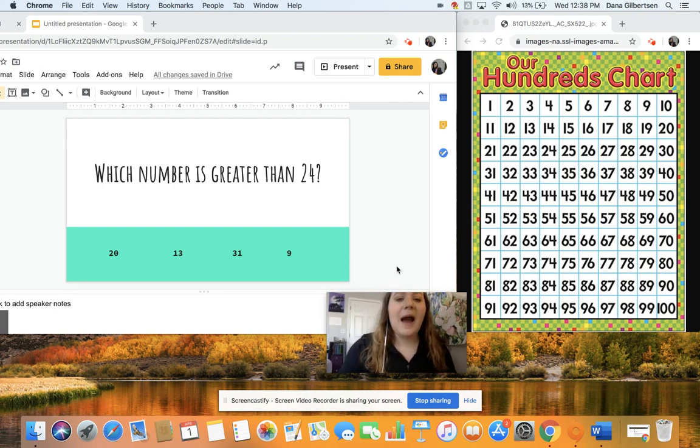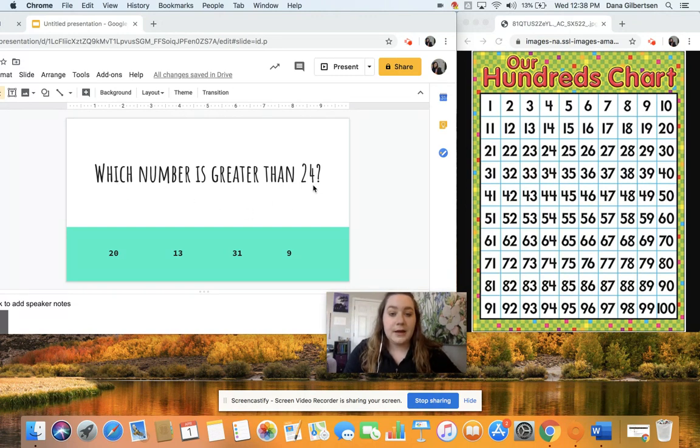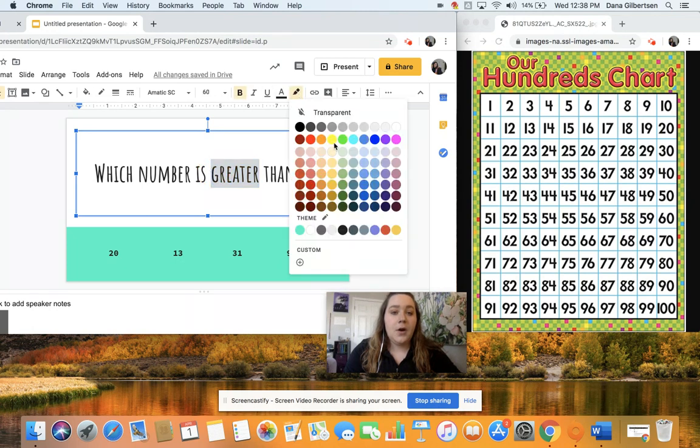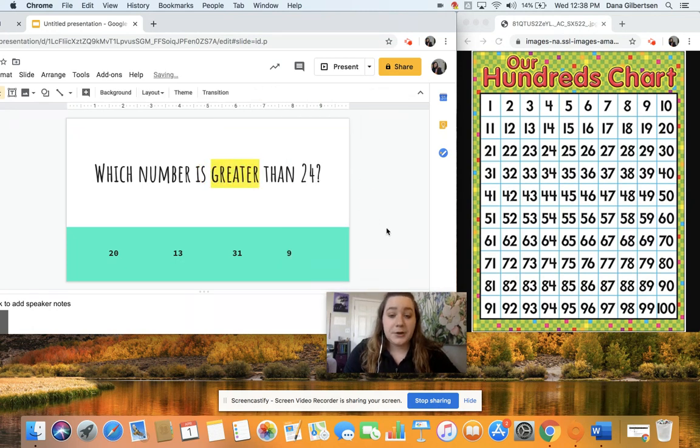So if I look here, I'm going to go first. My question says, which number is greater than 24? First things first, I know I'm looking for numbers that are greater than 24. We know that greater means bigger. So I'm going to come over to my hundreds chart and find the number 24. Now I'm ready to look at my options. I need to go through each one of them to find out if they are greater than 24.